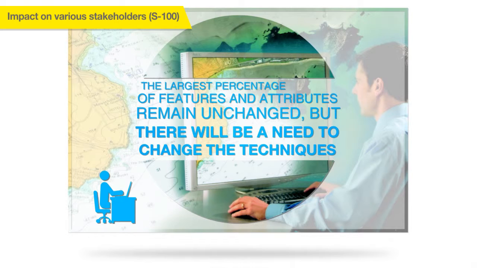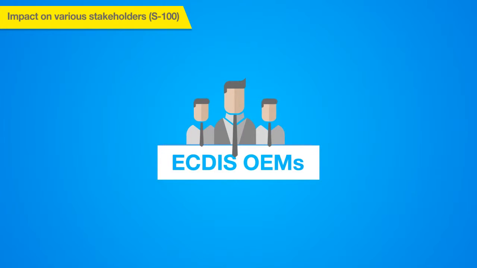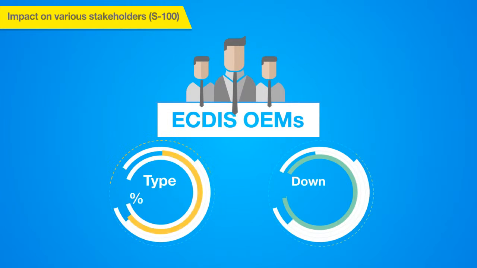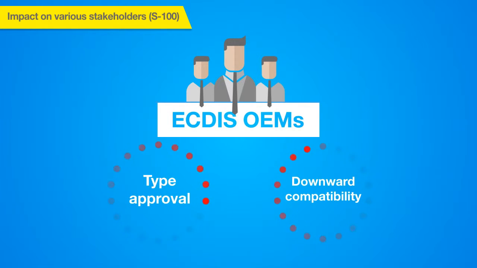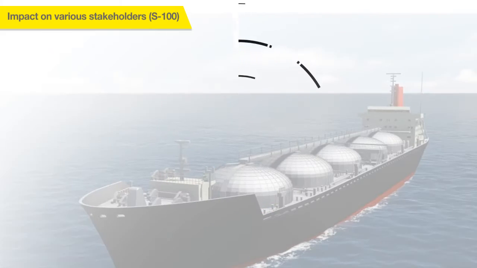Most of all, the introduction of S101 will have great impact on cartographers and hydrographic offices. Therefore, there will be a need to change the techniques to produce products, and ECDIS OEMs will experience changes in type approval and downward compatibility.